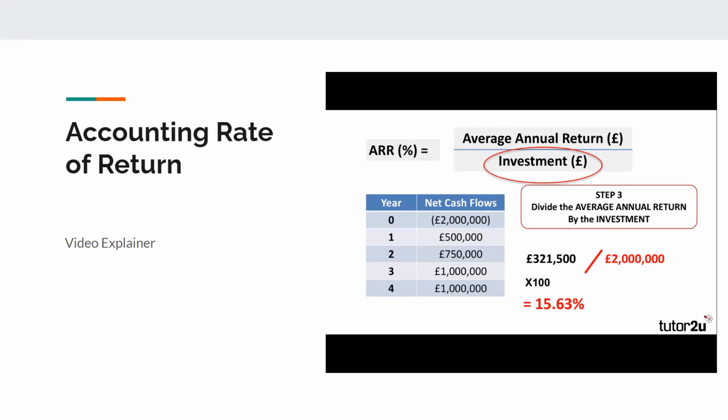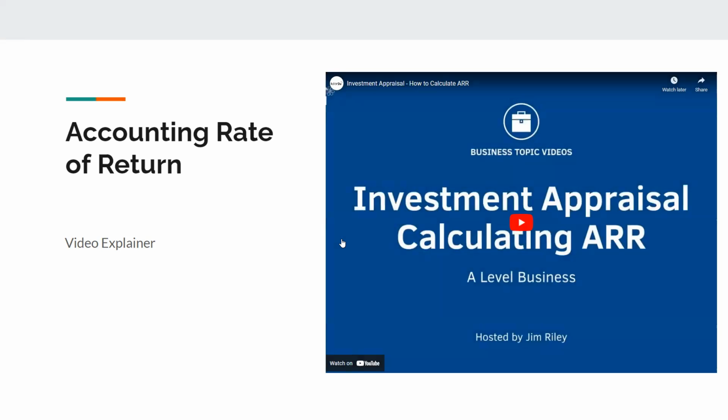Don't forget, with ARR, the key thing to remember is to deduct the cost of investment from the net cash flows when we're calculating the total return, right? Very important when you're calculating the accounting rate of return, it's always important to deduct in year zero the cost of the investment, as that is the source of most students' mistakes when they calculate an accounting rate of return.